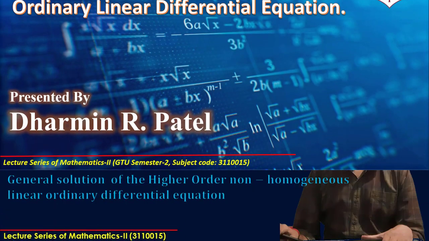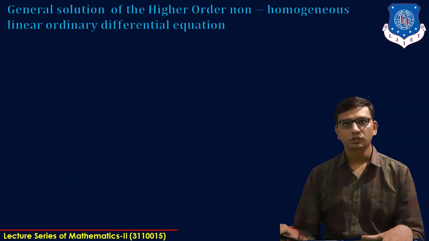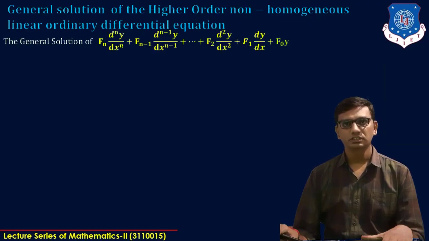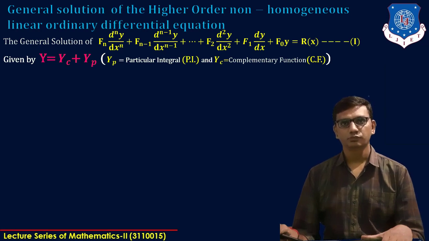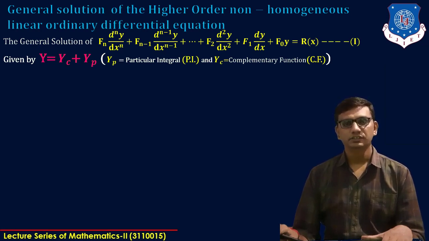Let us see what the general solution of a non-homogeneous higher order linear differential equation is. The general solution of the differential equation fn d raised to n y by dx raised to n plus fn minus 1 d raised to n minus 1 y by dx raised to n minus 1 up to rx is given by y equal to yc plus yp, where yp is the particular integral and it depends only on the right hand side function, RHS equal to Rx. Yc is the complementary function and it is the general solution of the corresponding homogeneous linear differential equation.